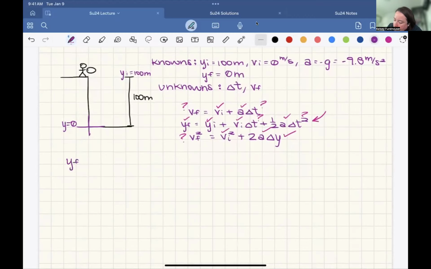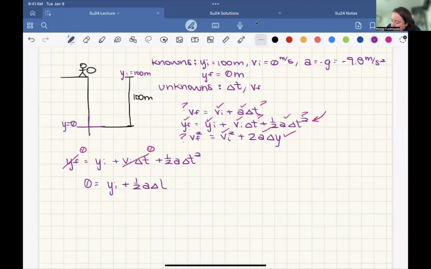So let's see. Y final equals y initial plus initial velocity times the time interval plus 1/2 acceleration times the time interval squared. Okay, so our final position is 0. That's when it hits the ground. And we start from rest, so our initial velocity is 0. So our equation really simplifies here. 0 equals initial position plus 1/2 acceleration times the time interval squared.